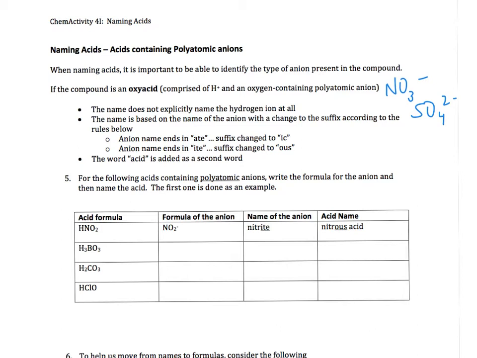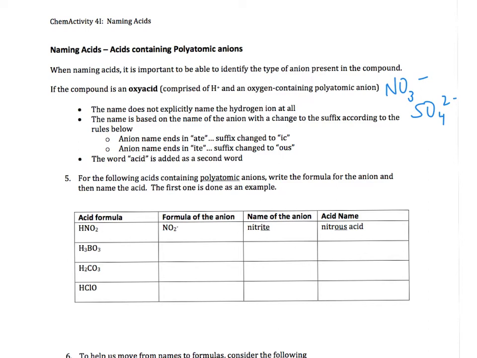Let's look at the first example. So HNO2. We know that H plus is the cation, so it must be NO2 minus that is the formula of the anion. Now this is not one you've learned, but this happens to be nitrite, and notice that it ends in ITE. That means that we follow this rule here. ITE changes to OUS, so this becomes nitrous acid.